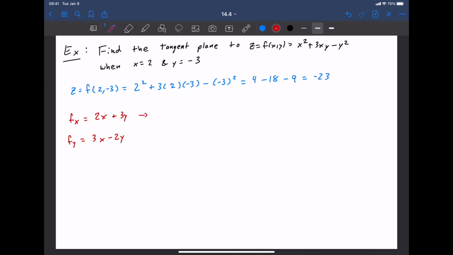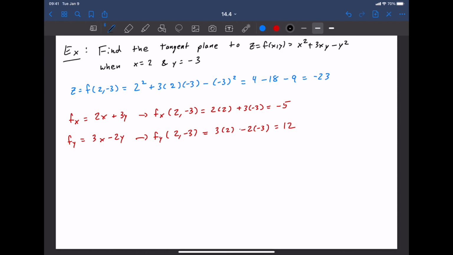Make sure you don't plug those into your equation. You need to find the actual slope of these lines at the point in question. So this is 2 times 2 plus 3 times negative 3. 4 minus 9 is negative 5. Same x and y value, slightly different situation. Minus 2 times negative 3. 6 plus 6 is 12.